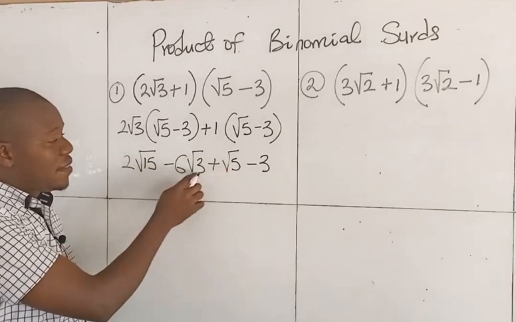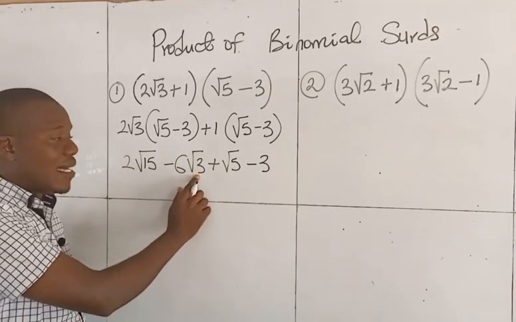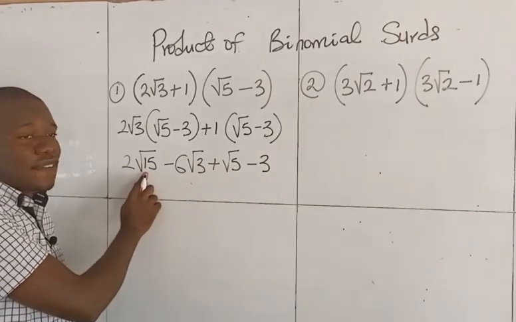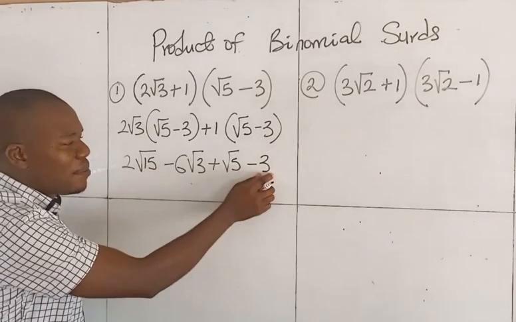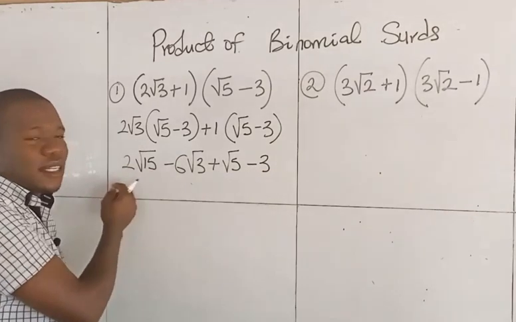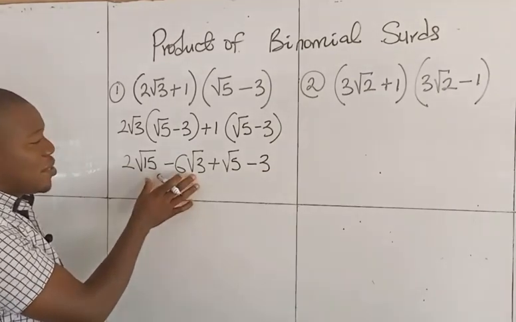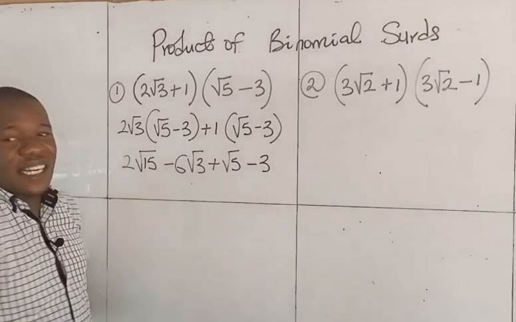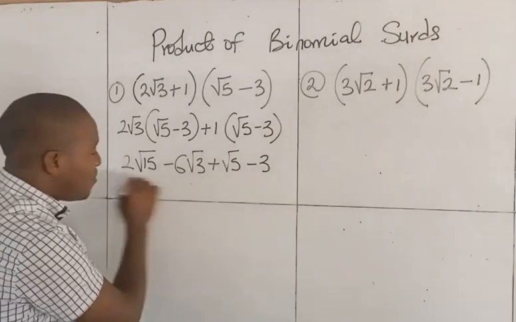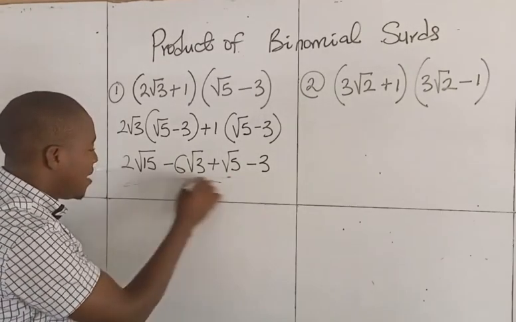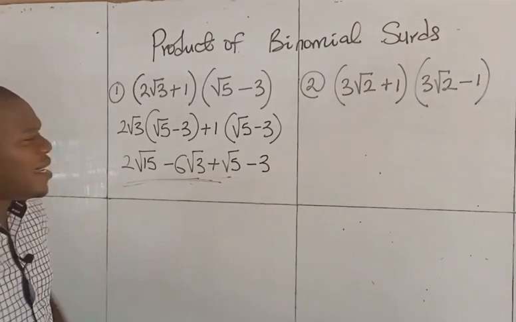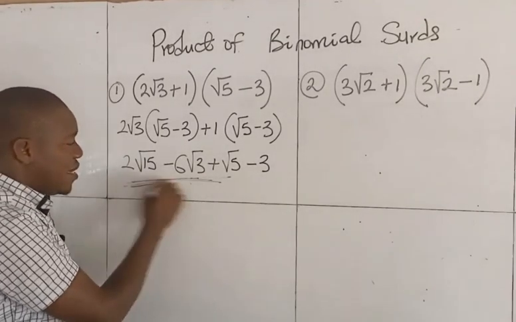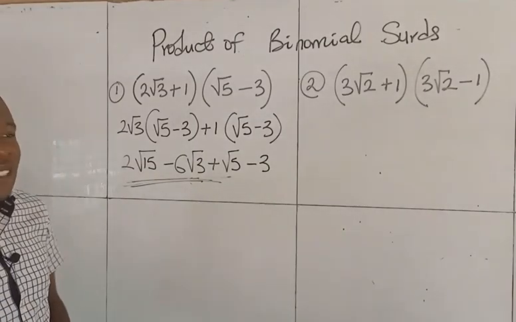Root 5, root 3, not similar, we can't add them. Root 5, root 15, not similar, we can't add. This is a number, we can't add or subtract a number from a surd. So these things cannot be subtracted or added because they're all different. So we can't proceed further. This becomes the final answer. As easy as that. So we end here. It cannot be simplified further.